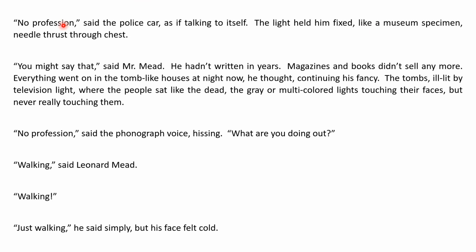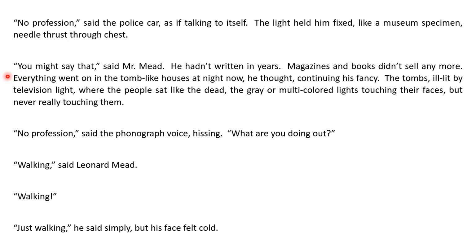You might say that, said Mr. Mead. He hadn't written in years. Magazines and books didn't sell anymore. That's a really important idea. Magazines and books didn't sell anymore, so the only things that people could read were things kind of produced and approved by the government.